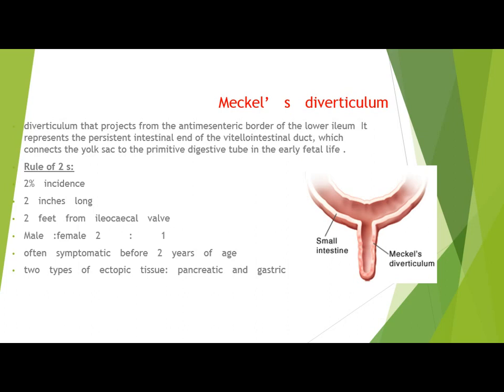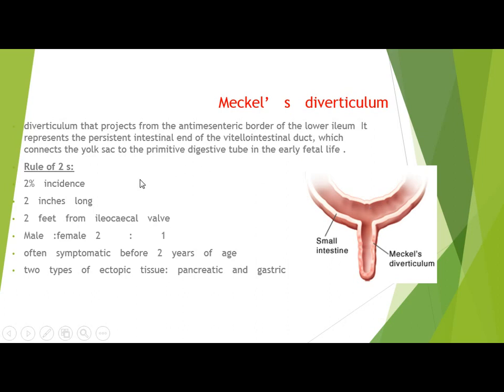Meckel's diverticulum. This diverticulum represents the intestinal end of the vitelline duct, the vitello-intestinal duct, which connects the yolk sac to the primitive digestive tube in early fetal life. This projection is seen on the antimesenteric border of the lower ileum. This is the Meckel diverticulum on the antimesenteric border of the lower ileum.